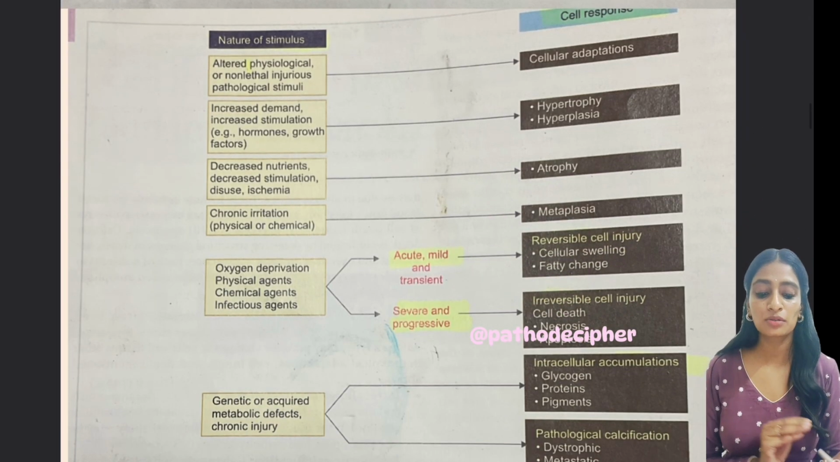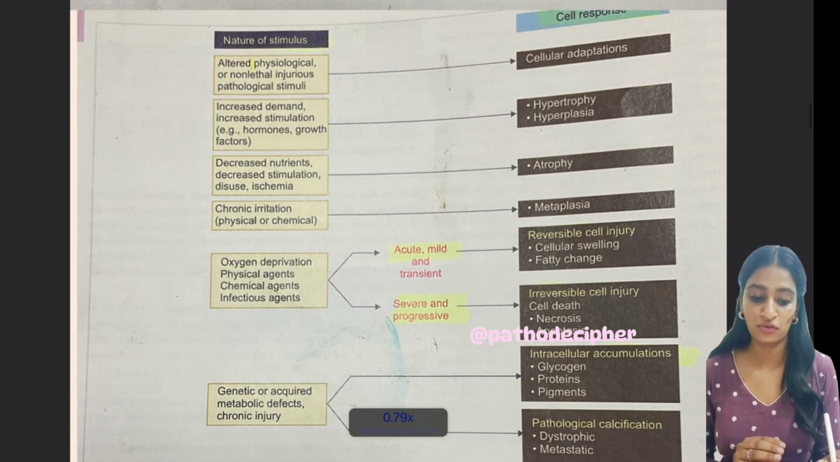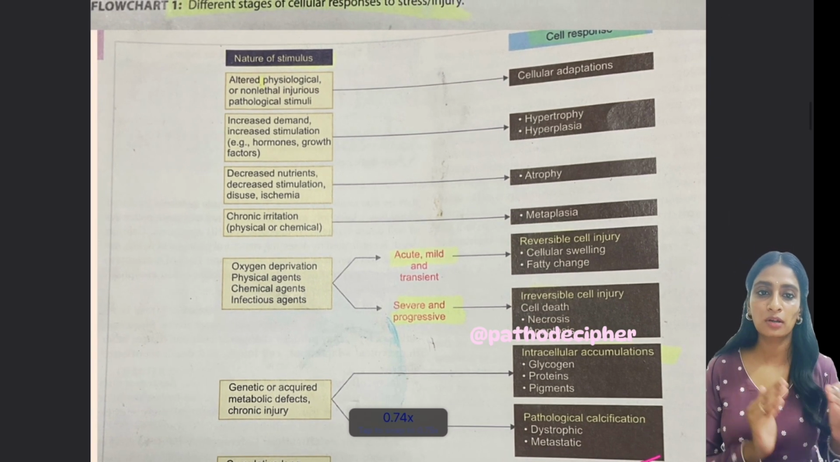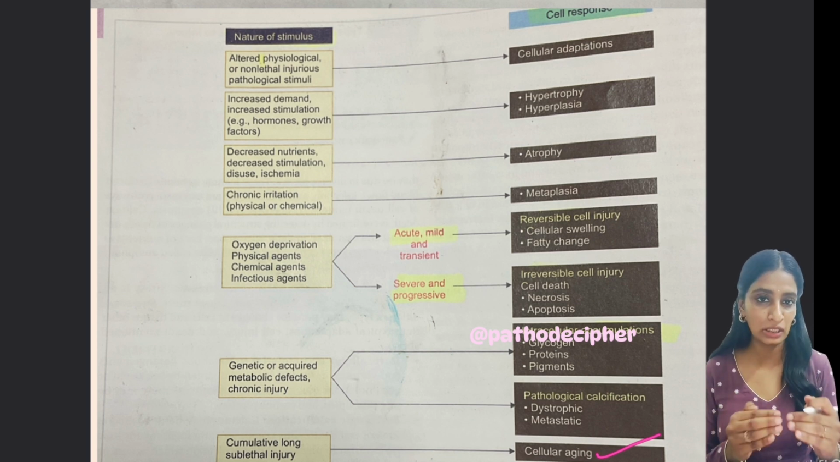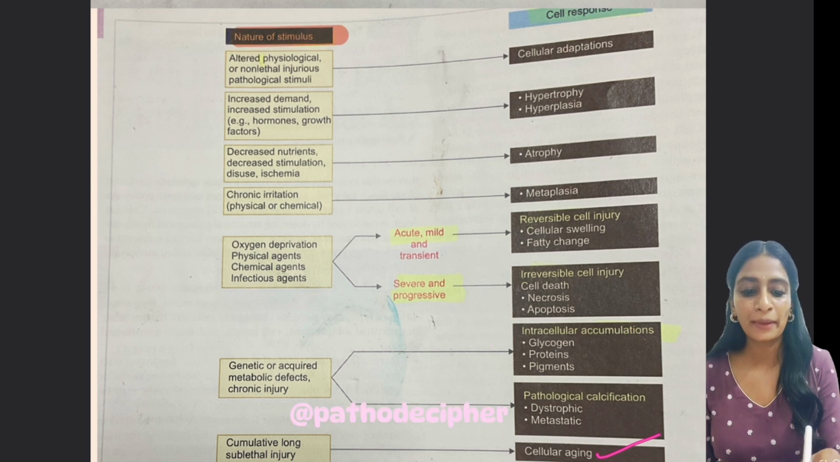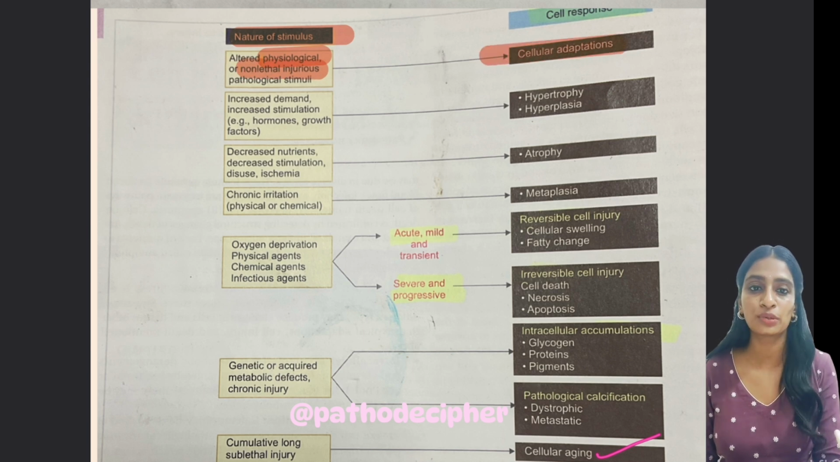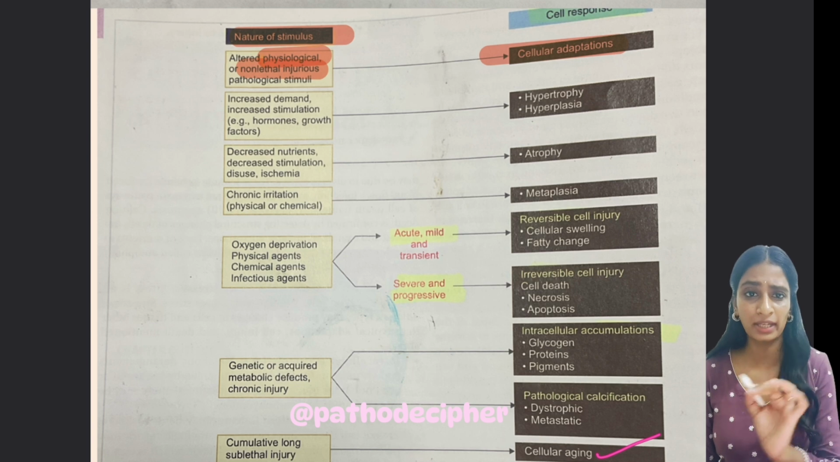So next, moving on to the types of cellular response to injury. Okay, we saw what adaptation is, then it will go to injury. We'll see each in detail. Coming to the nature of stimuli, if it is physiological or non-lethal injury, it will lead to cellular adaptation. We'll see one by one with one fine example.